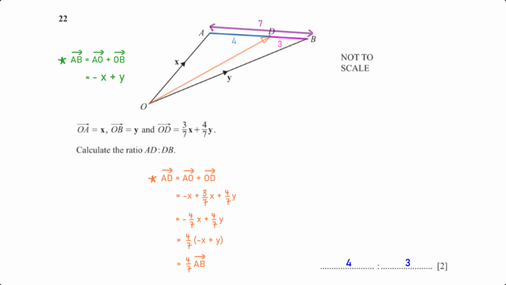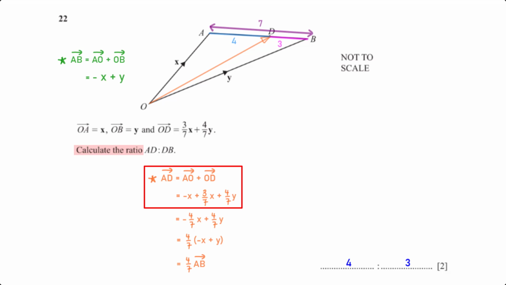OA is x, OB is y, and OD is 3 over 7x plus 4 over 7y. Calculate the ratio AD is to DB. First, let's find AD. AD is AO plus OD. AO is negative x and OD is 3 over 7x plus 4 over 7y.